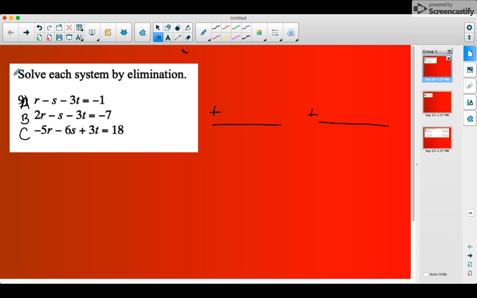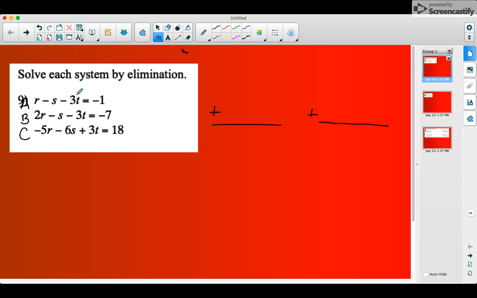All right, so we need to go back and talk about how to deal with the 3x3 system again. So a little example here, I've already labeled them A, B, and C. First thing we need to do is decide whether we're going to get rid of R, S, or T. It really doesn't matter which way you choose to go.